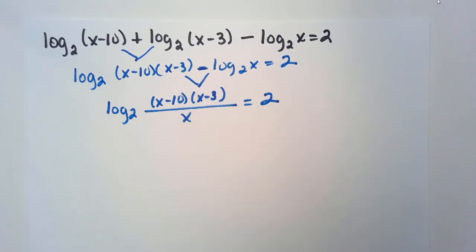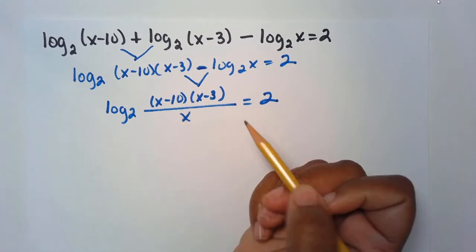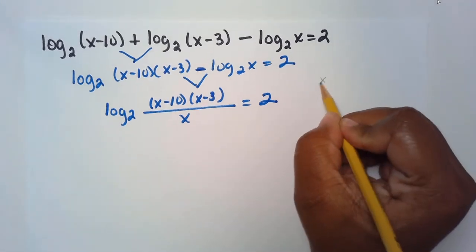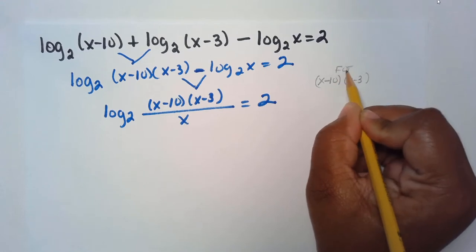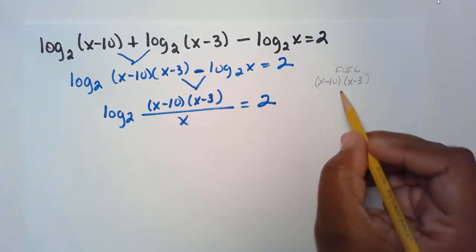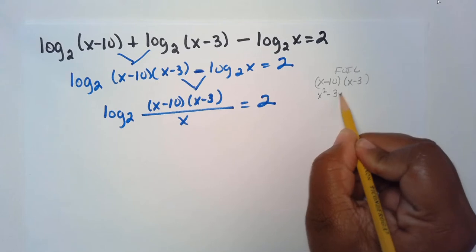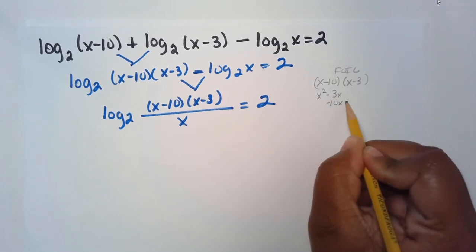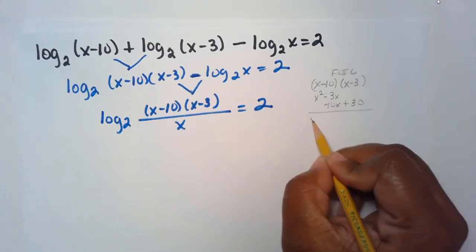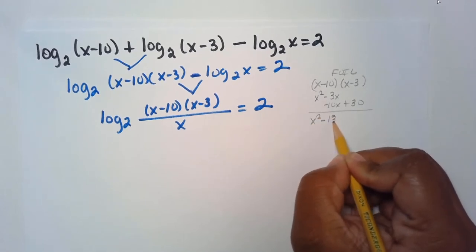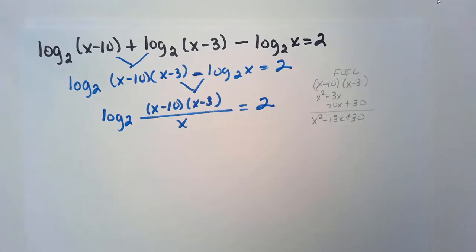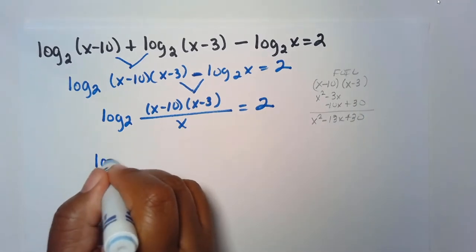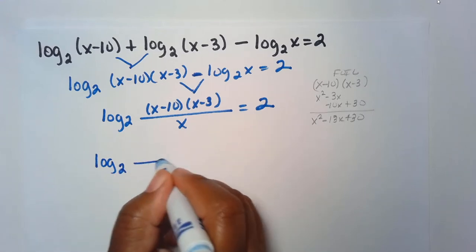So before we go into writing this as an exponent, look at this numerator. (x minus 10) times (x minus 3), FOIL that. FOIL, x squared minus 3x minus 10x plus 30. We have here x squared minus 13x plus 30. So that's what this is equal to, the numerator, FOIL.